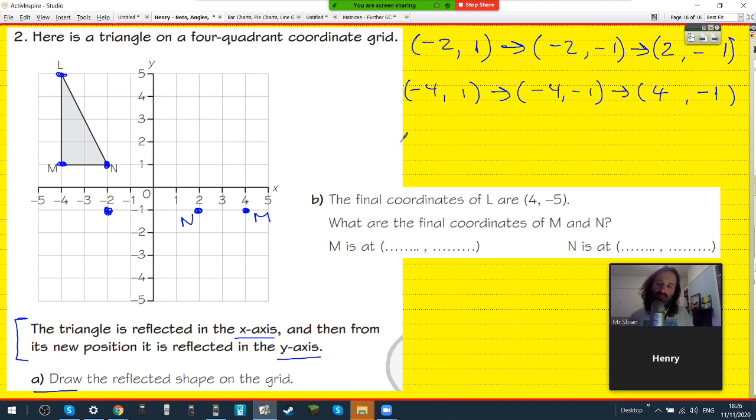Oh. It's currently 5, -4. So it will be -4 and -5, and then it will be 4 and -5. Very good. 4, right. 1, 2, 3, 4, 5. That goes there.